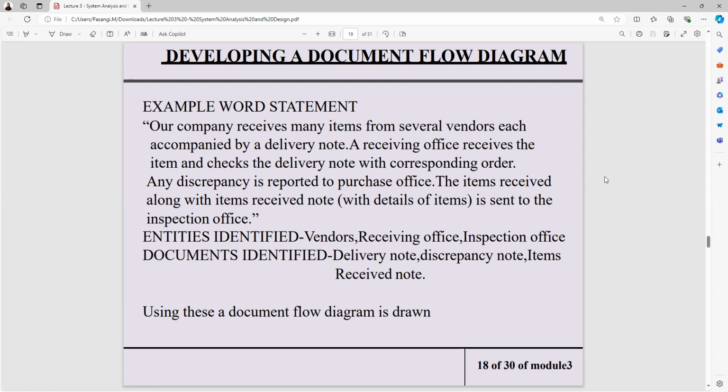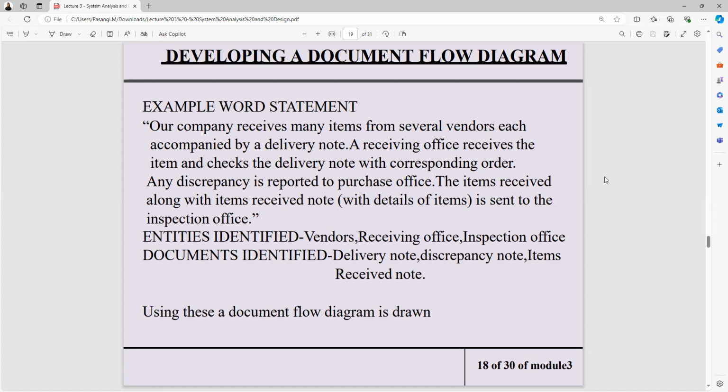Read it again. Our company receives many items from several vendors, each accompanied by a delivery note. A receiving office receives the item and checks the delivery note with the corresponding order. If there is any discrepancy, it is reported to the purchase office. Then the items received, along with the items received note, are sent to the inspection office. That's it, that's the end.